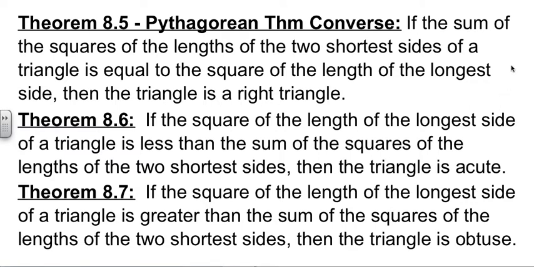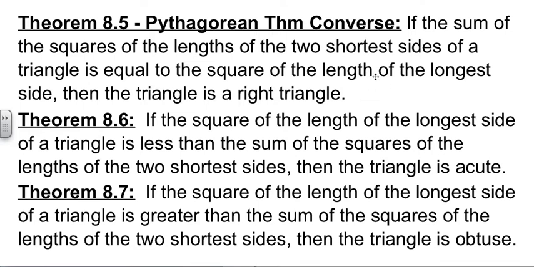Now, we have 3 theorems that take the Pythagorean theorem and go backward with it. Okay, remember the given part of the Pythagorean theorem. The hypothesis is you have a right triangle. So in the converse, we're trying to decide what kind of triangle we have. The actual converse of the Pythagorean theorem says if a squared plus b squared equals c squared, then it's a right triangle.